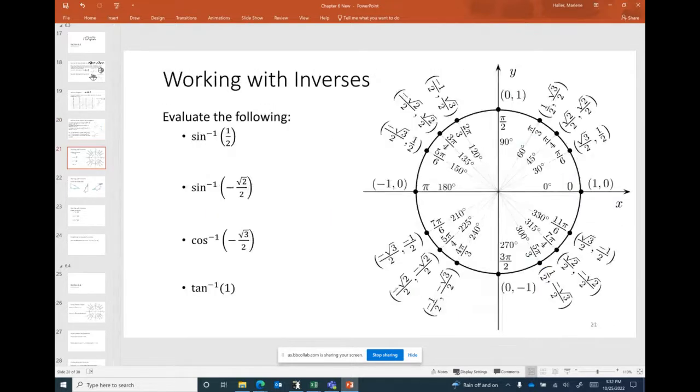All right, let's look at some examples. Say I want to evaluate the inverse sine of 1/2. Well, for known values, it's not that bad.